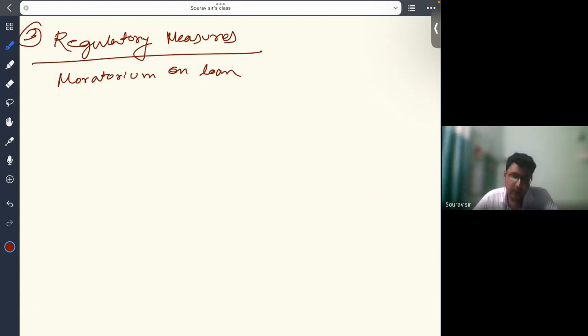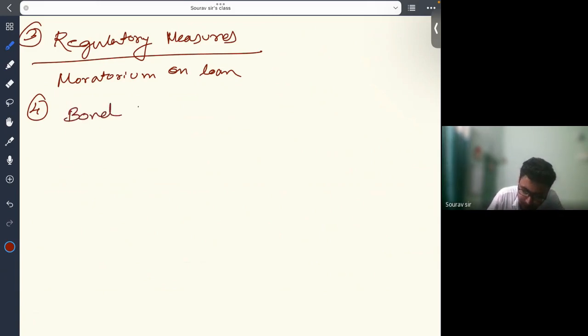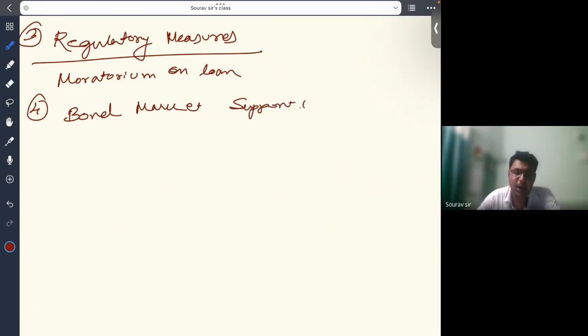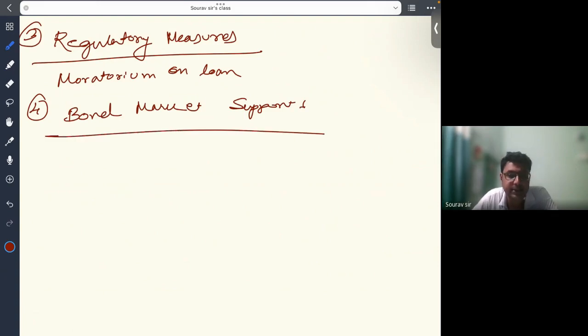The fourth step taken by the Reserve Bank of India was bond market support. The Reserve Bank of India announced measures to support the bond market, including the purchase of government bonds and corporate bonds. This was done to ensure that the government could continue to borrow at low rates and to support the flow of credit to the corporate sector.